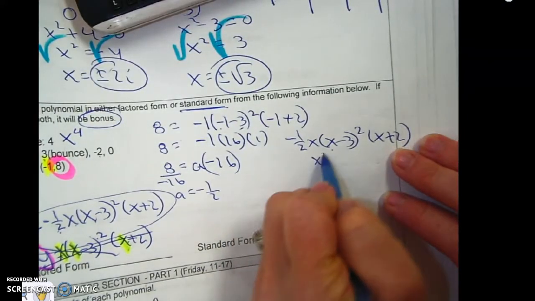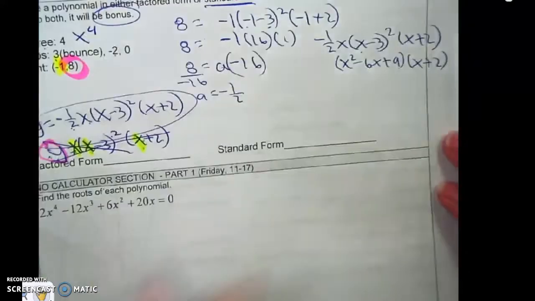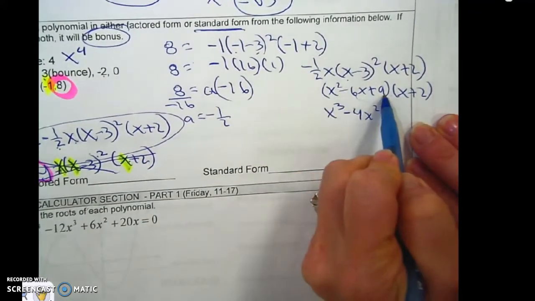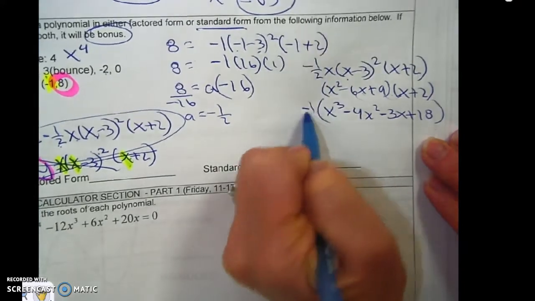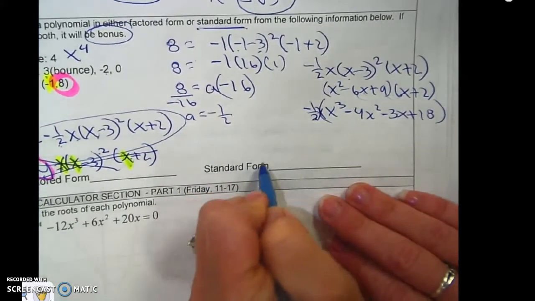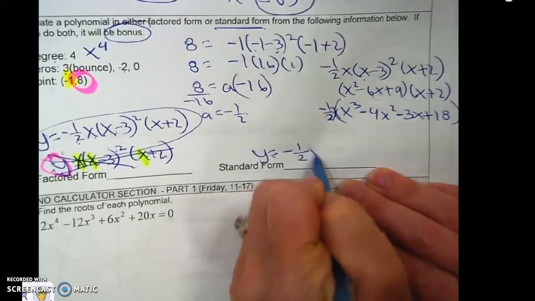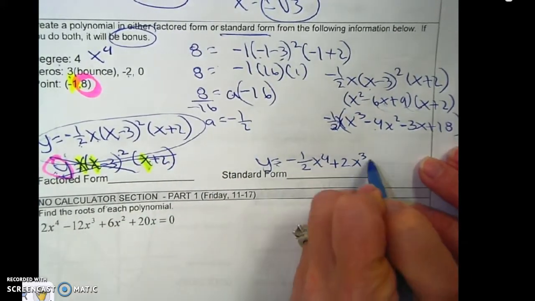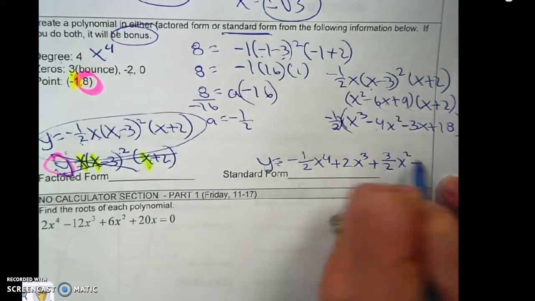x minus 3 squared means x minus 3 times x minus 3 is x squared minus 6x plus 9. Then multiply that by x plus 2. And with x cubed minus 4x squared, let's see, plus 9x minus 12x minus 3x plus 18. And then multiply that by negative 1/2 x. So if I'm making this y equals, I have to make this y equals negative 1/2 x to the 4th plus half of negative 4 is 2. You can't take half of 3. Well, I mean, technically you can, but let's leave it a fraction. And then minus half of 18 is 9.